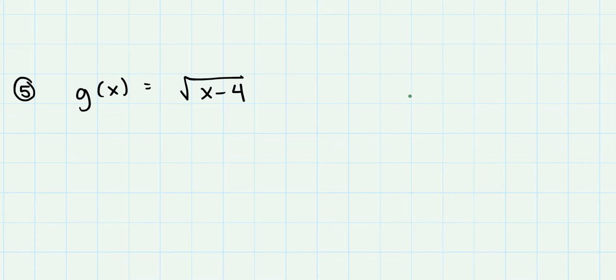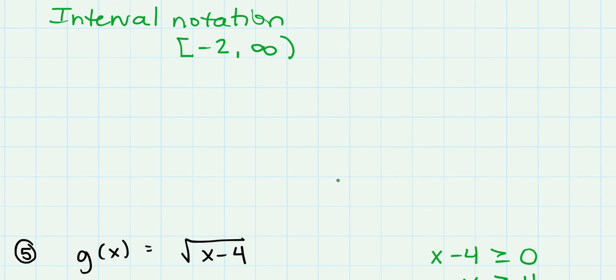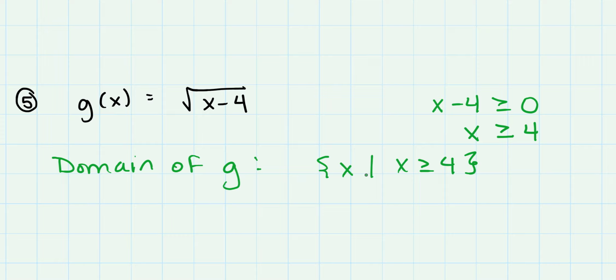This one's similar again, and all we have to do is whatever's under this square root, we set it greater than or equal to 0, so we get x is greater than or equal to 4. Okay, see how this is very similar to the last one? Maybe pause the video and try to write this in set notation and interval notation. So the domain of G is all the x such that x is greater than or equal to 4. Or you could say from 4 to infinity.